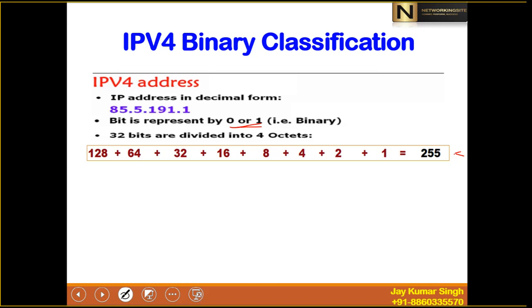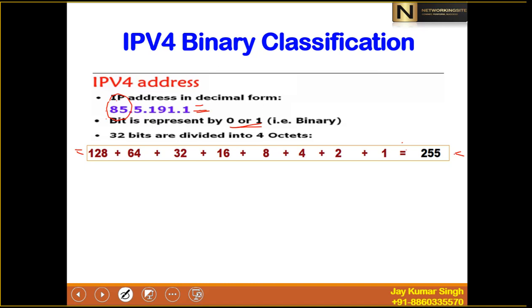Now this is your IP address, 85.5.191.1. If I want to find the binary representation of 85, how will we get it? With the help of this chart, you have to find 85. So which numbers will you pick from this table to add up to 85? Tell me.